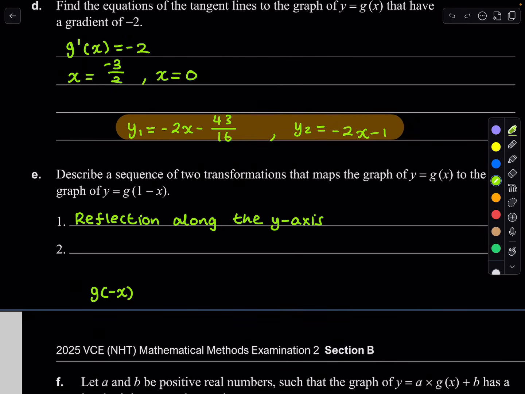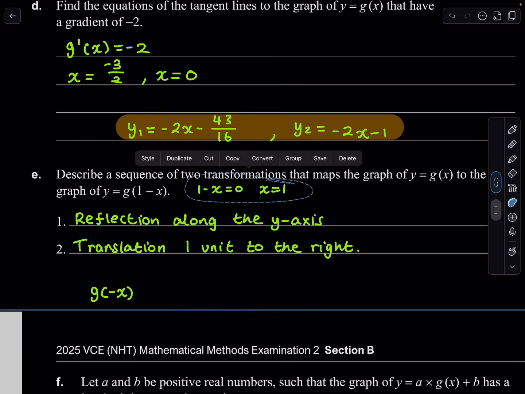And then you can actually see that there's a translation to the right. To find the translation, all you can do is just basically solve the inside. So what's 1 minus x equals 0? x equals 1. It means it's been translated 1 unit to the right. And then what's happened is a translation 1 unit to the right. That's it. That is really easy.